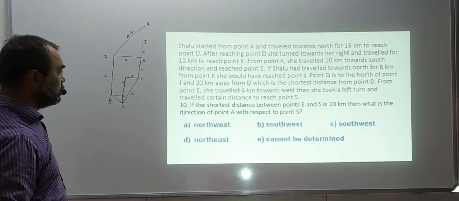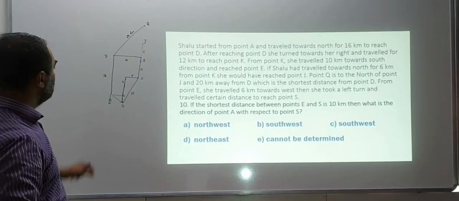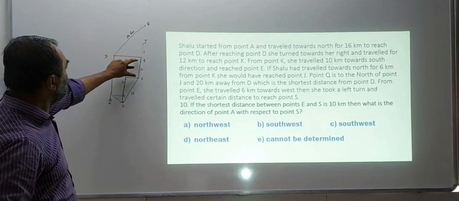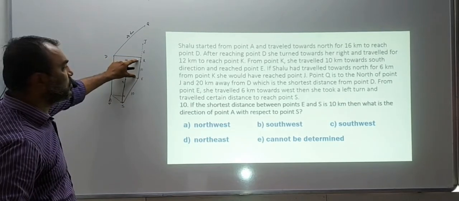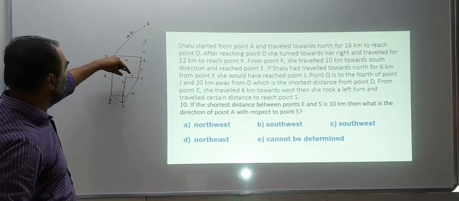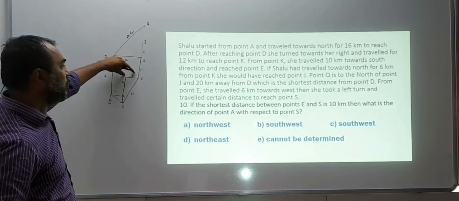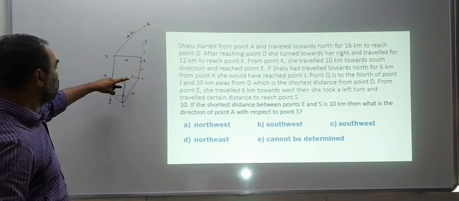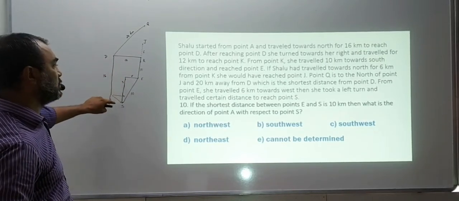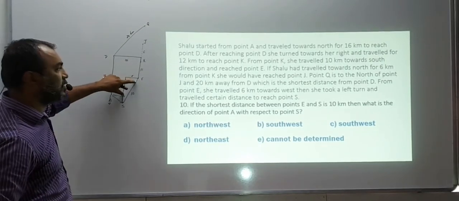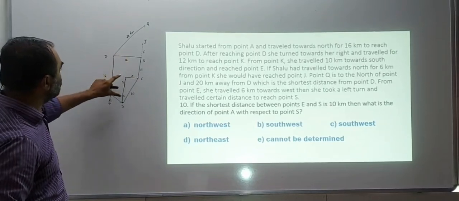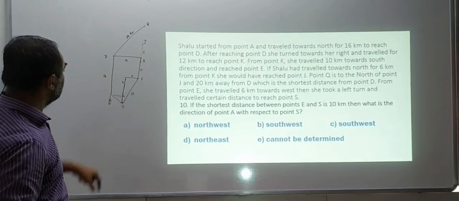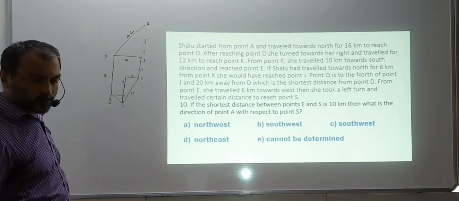Oh, there's a mistake here, I guess. Southeast should be the answer. Because from the data we have got, she travelled 10, then she went a distance of 6 from point E. She travelled a certain distance to reach S. The shortest distance between E and S is 10. So this is right, this is 6, this has to be 8, and 10 and 8 should give us 18, bigger than 16. So the answer should be southeast and there is no such option.